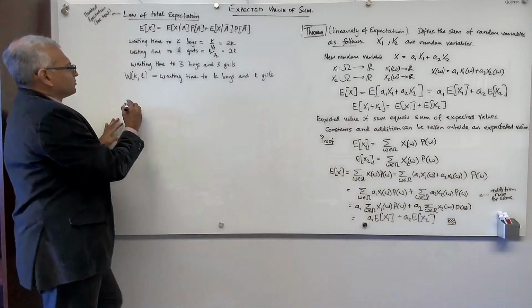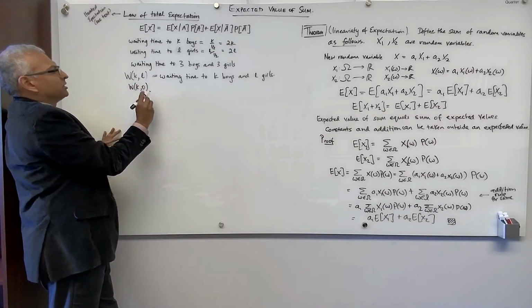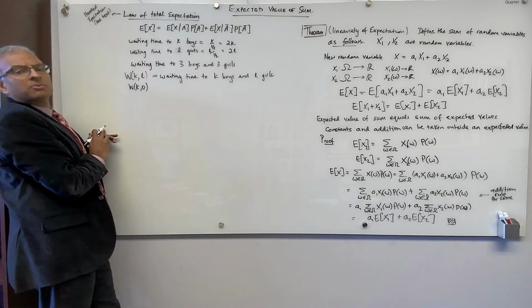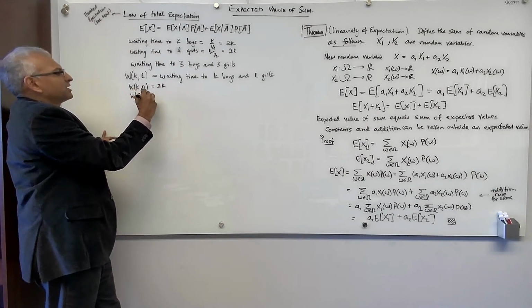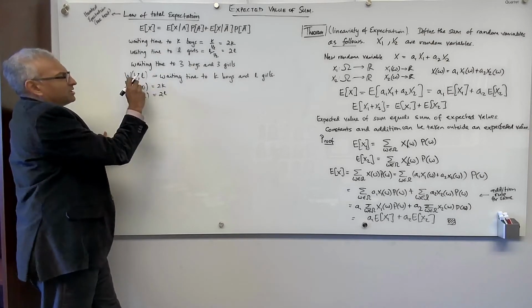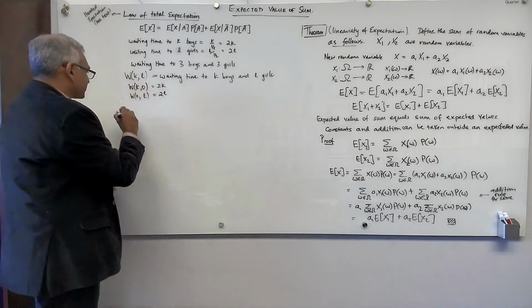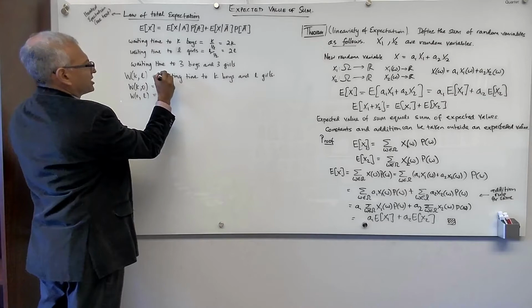So for example, let's start with some easy cases. You're waiting for K boys and 0 girls. Well, we just computed that. That's waiting for K boys, so that's 2K. You're waiting for 0 boys and L girls. Well, we computed that: the waiting time to L girls. That's 2L. Now let's see if we can analyze in general. So remember, this is the expected waiting time. Sorry, I should say the expected.